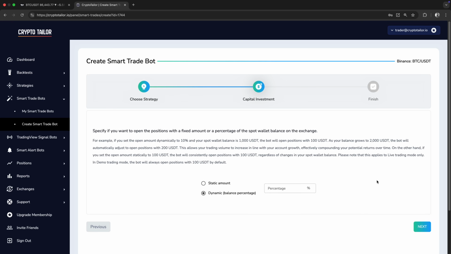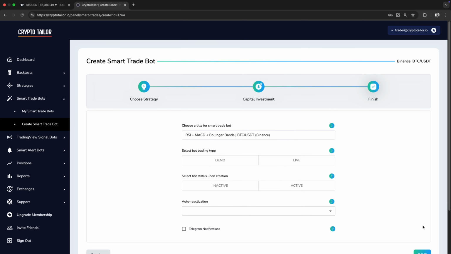In the next step, we must choose how much capital to allocate per trade. There are two options, static amount and dynamic amount. By selecting static, the bot will use a fixed amount for all trades, such as 100 USDT per position. By selecting dynamic, the bot will use a percentage of our spot wallet balance on the exchange. This option is only available for live trading, allowing the position size to adjust based on the available balance. In demo mode, all trades will always use a fixed 100 USDT per position, regardless of the selected option.